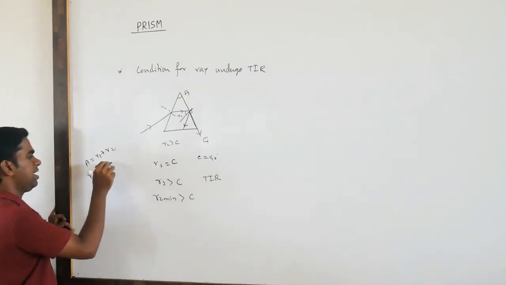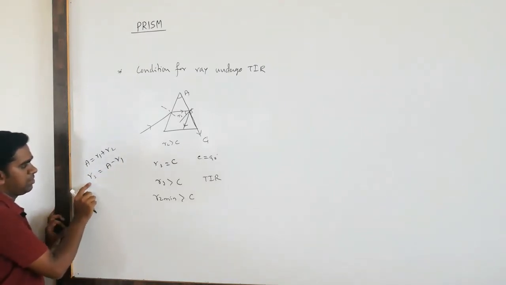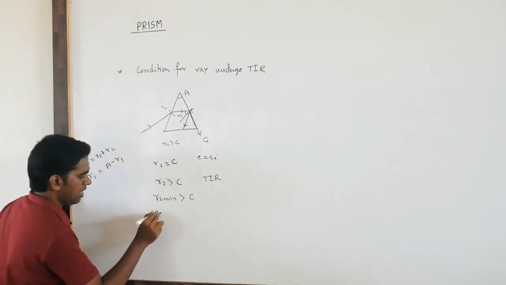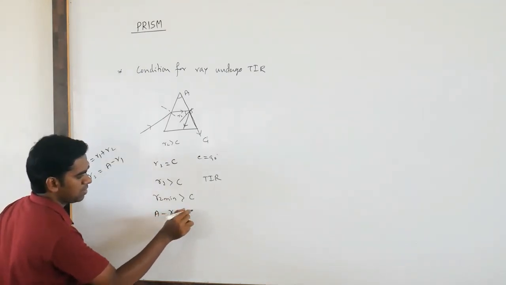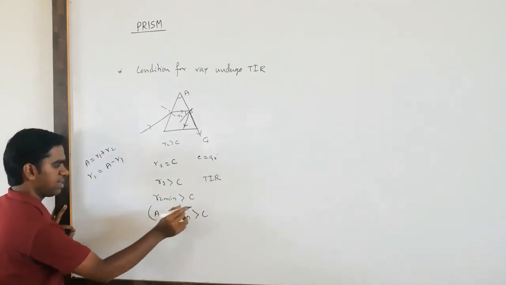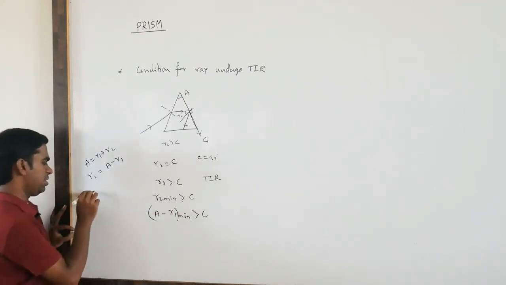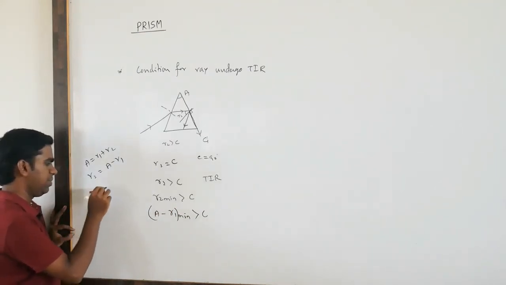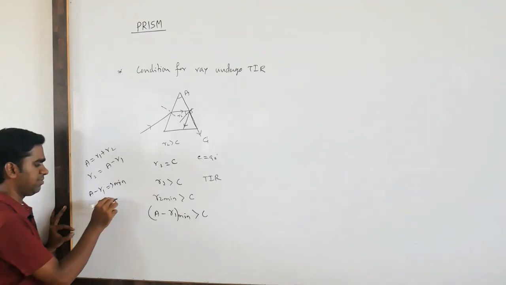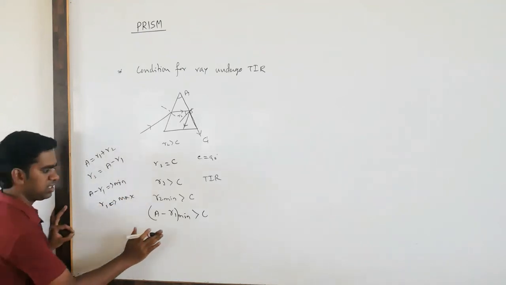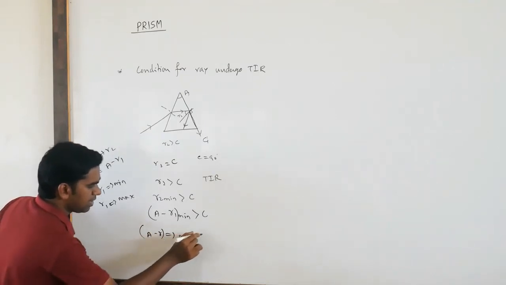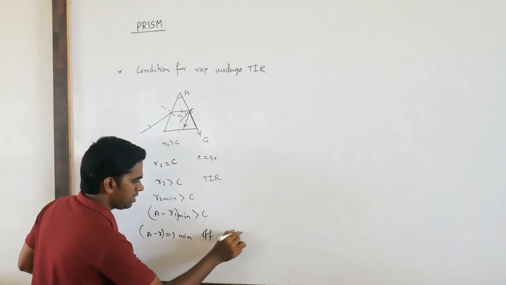So R2, can I write A minus R1? If R2 minimum is greater than C, means A minus R1 minimum also greater than C. So A minus R1 minimum should be greater than C. A minus R1 will become a minimum if and only if R1 is maximum. If R1 is maximum, this is possible.